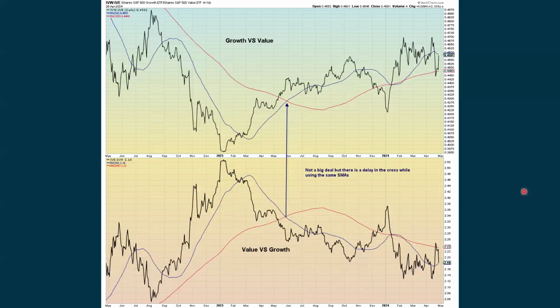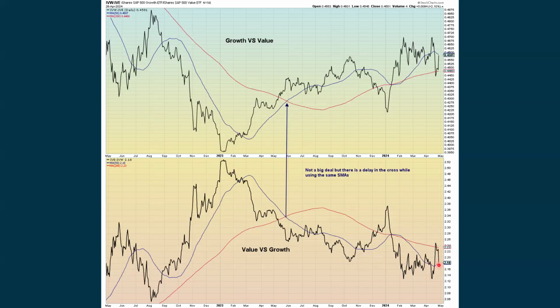Then we do ratios between the two, where we have growth to value on top, where we really saw a downward move in this ratio. Well, this past week, it's starting to bounce back up. And then we look at an inverse of that same ratio, where we look at value versus growth, where it's been underperforming, it bounced back up, but then pulled back over the last few trading sessions.